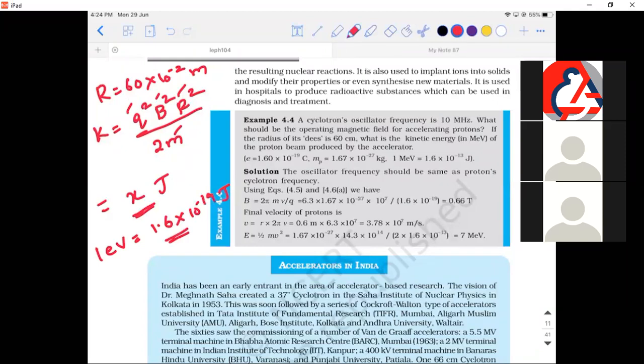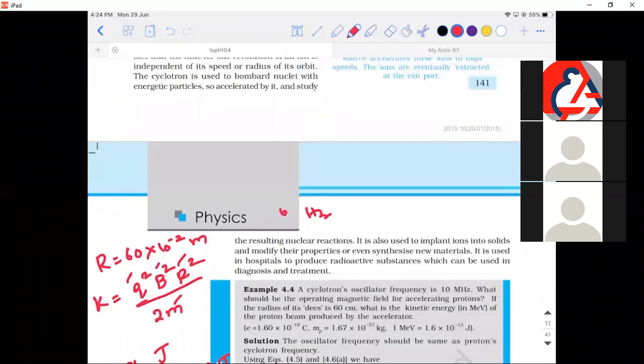So how did you get this? 1 electron volt is equal to 1.6 into 10 power minus 19. Why is it so? Let me explain what is the meaning of an electron volt. This is a unit which is mostly used in chemistry. When you talk about the transition of electrons from one orbit to another, the energy is generally released in terms of electron volt. So what does an electron volt actually mean?